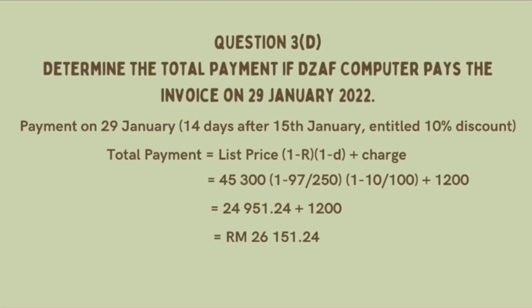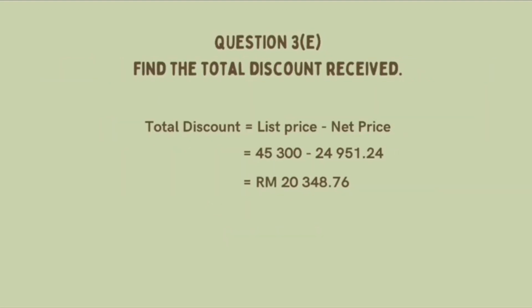So we will get 24,951.24 as our net price, and like I mentioned before, we just add the transportation cost. So 24,951.24 plus 1,200 is equal to 26,151.24. So next, our last question 3E.